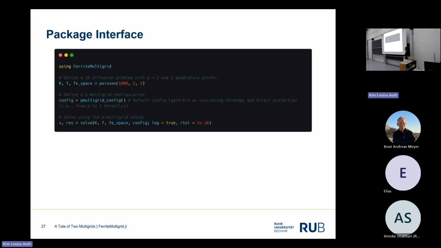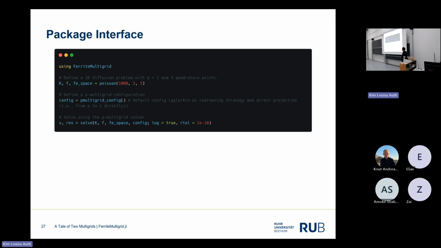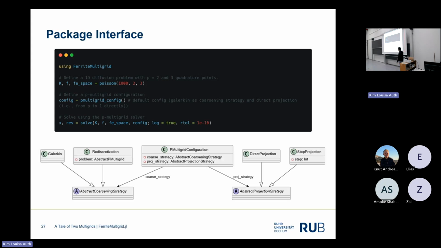How can we use the package? It's pretty much the same as AlgebraicMultigrid with 2 nuances. The first one is the finite element space, which is none other than an encapsulation of the DofHandler and the cell values. And the configuration basically encapsulates 2 options. The first one is the coarsening strategy, which we have seen in the previous slide, and the second one is the projection strategy, which is how to traverse the different polynomials, either by stepwise projection or by direct projection.